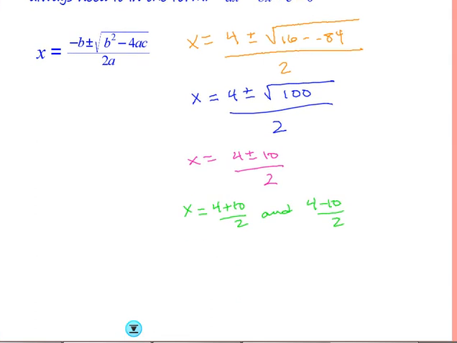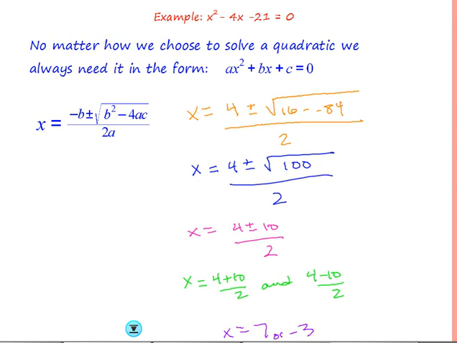Okay? From there, that's just basic math time. 4 plus 10 is 14 over 2 is 7. So x equals 7. And 4 minus 10 is negative 6, and negative 6 over 2 is negative 3. And there's our answer. Same answer as the way we did it before. Okay, same answer.